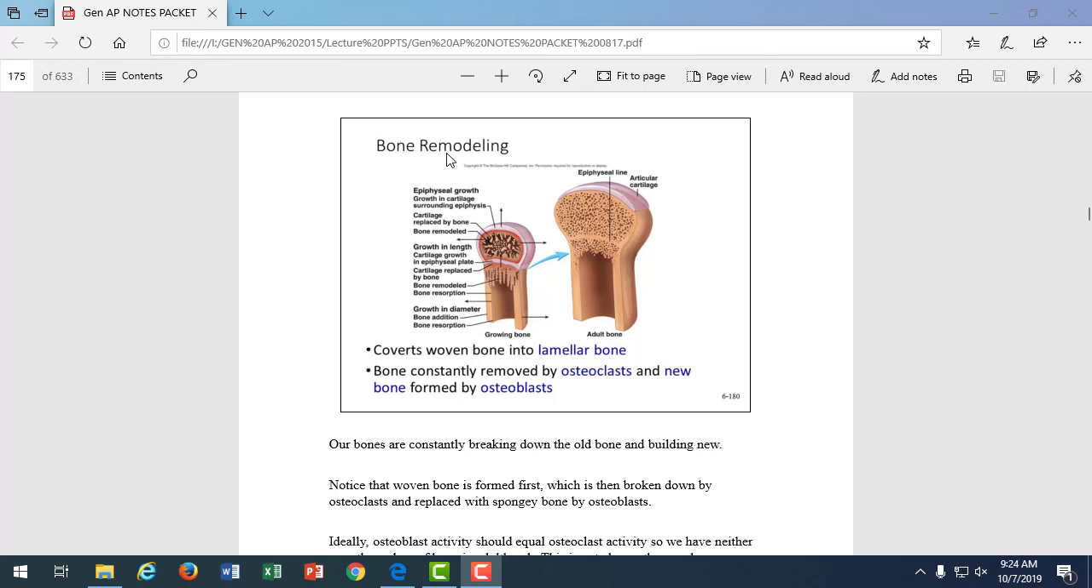So if we want to see just a remodeling, we should have an equal amount of tearing down to building up, right? We shouldn't have one outpacing the other, because if we have one outpacing the other, the bones are going to grow. And in adulthood, like most of us here that are done growing, you should have an equal balance of osteoclast activity with osteoblast activity. But again, what happens if we don't get weight-bearing exercise?